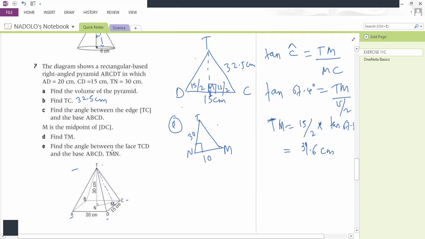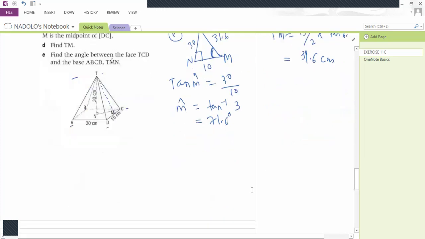And we have also gotten TM as 31.6. And they're asking for this angle M. So we can use tan M will be given by opposite 30 divided by adjacent 10. So M should be tan inverse 3. 30 over 10 is 3. So tan inverse 3 is 71.6 degrees. Just confirm that using your calculator. In three significant figures, it will give you that answer.